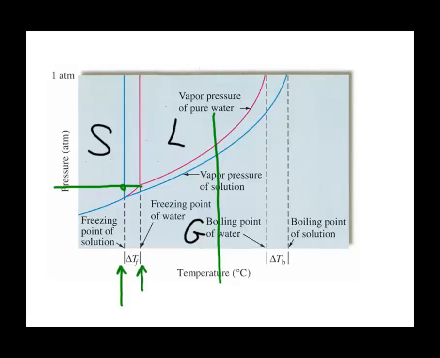We'll get into freezing point depression and boiling point elevation, which is the reason you put salt in your water when you're boiling it to make pasta. You get it to boil at a higher temperature, and so it cooks faster.